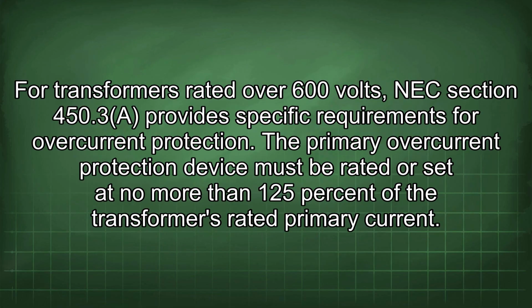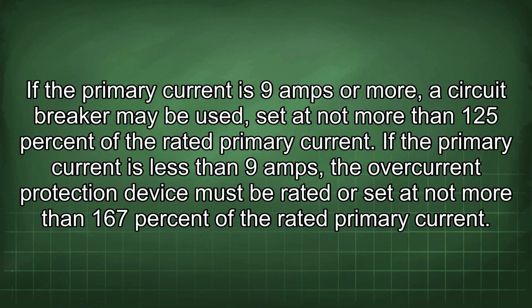For transformers rated over 600 volts, NEC Section 450.3 provides specific requirements for overcurrent protection. The primary overcurrent protection device must be rated or set at no more than 125% of the transformer's rated primary current. If the primary current is 9 amps or more, a circuit breaker may be used set at not more than 125% of the rated primary current.